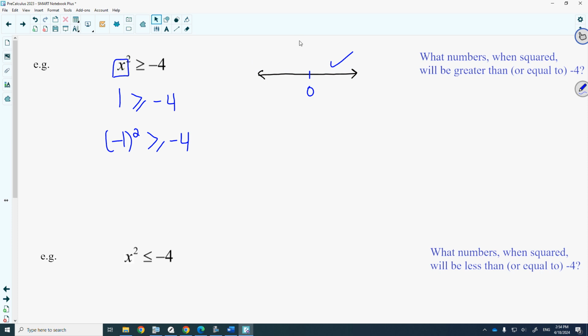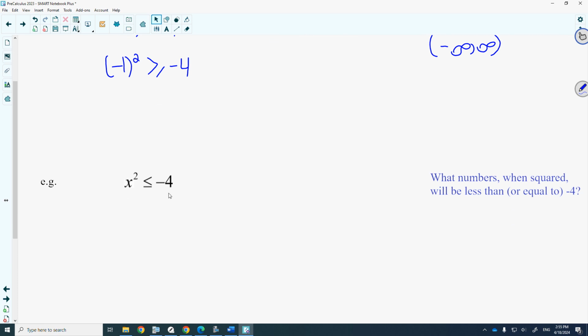Like all solutions would be left of 0. Let's check 0. 0 squared is 0. 0 is greater than negative 4. So 0 is included. So what would my answers be? Any of these would be answers, which means that my solution set is negative infinity to infinity. Okay? Now, we're going to do the same thing with this one.